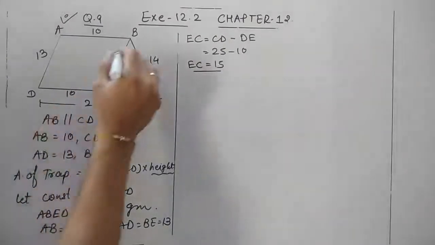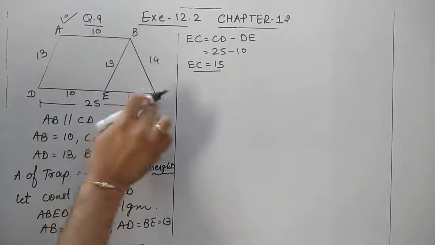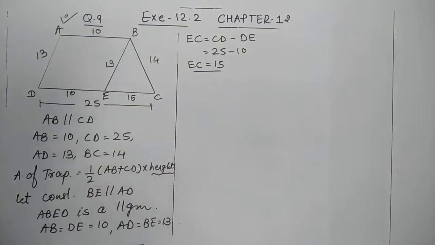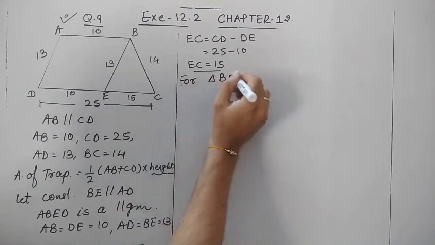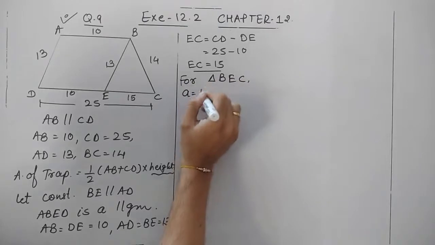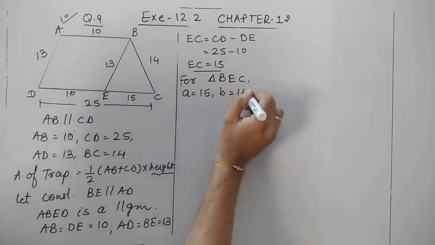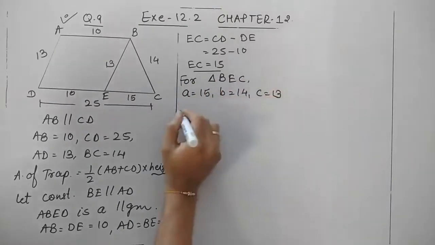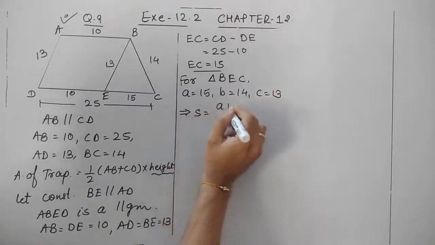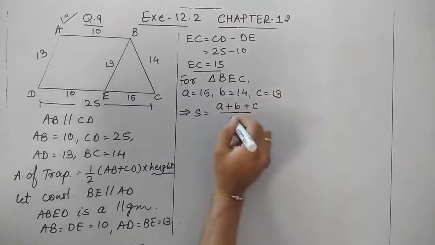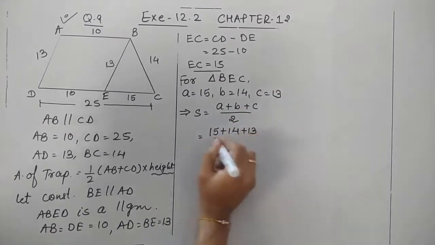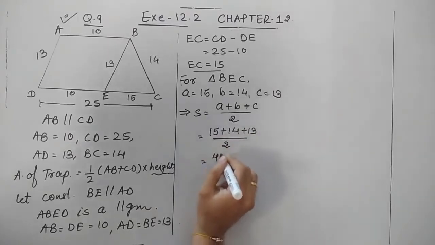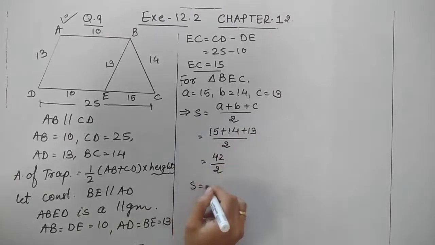Now just see this triangle BEC. In that we have all the three sides. So let us find out the area using Heron's formula. I'll do it for triangle BEC. A, B and C, all the three sides we have. Let us find out the semi-perimeter, the sum of all the sides divided by 2. That is 13 plus 14 plus 15 divided by 2. So that comes to 42, and half of 42 is 21.